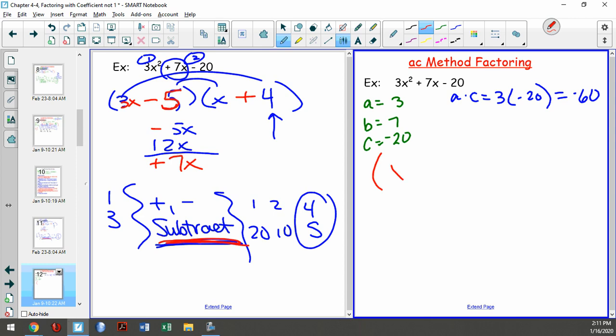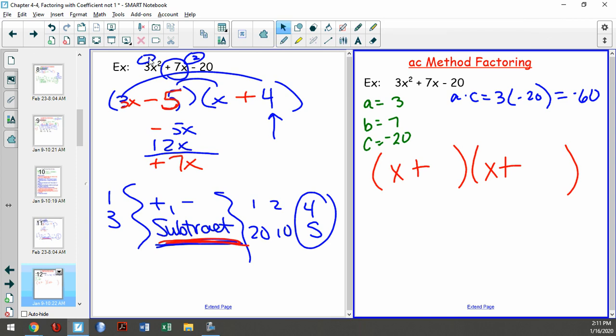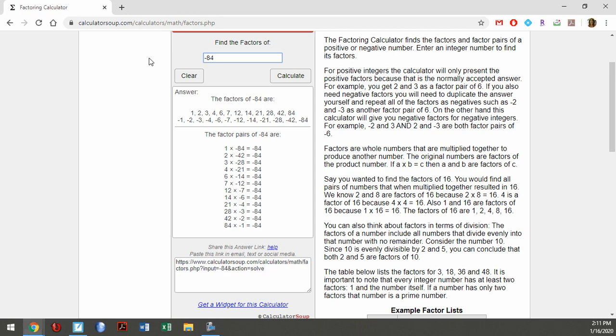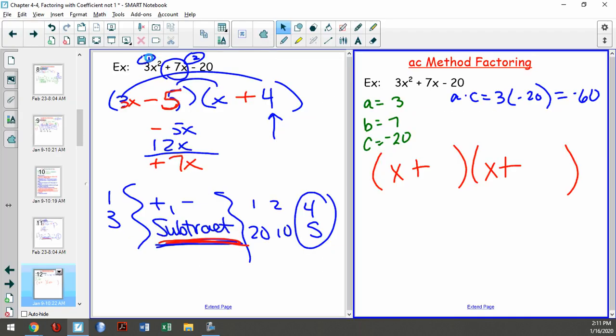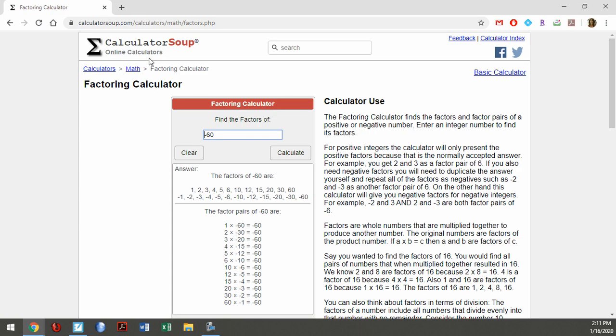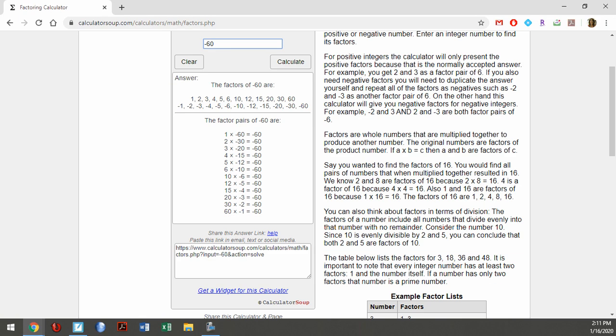So I'm going to have an x plus and an x plus. And yes, you want them both to be plus. And the reason why you want them to both be plus is because I'm going to put negative 60 in as my factors. Does that make sense? So I'm going to come over to my factor finder. And I'm going to clear this out, and I'm going to put negative 60. Now, I want to obtain what middle number? 7. Which of these factors are going to give you a positive 7?